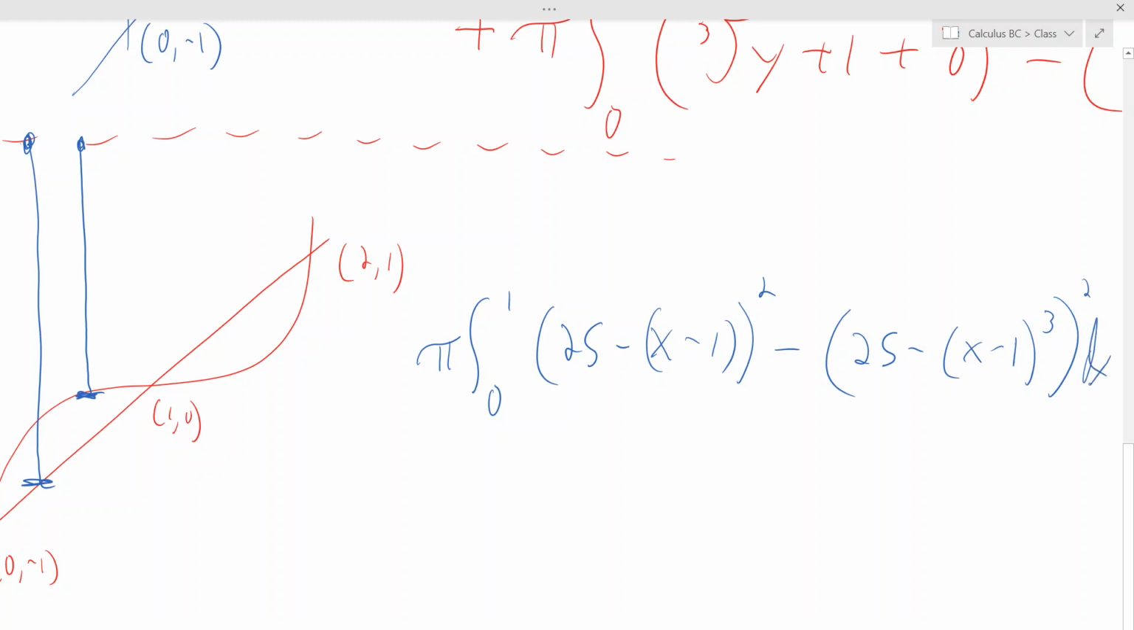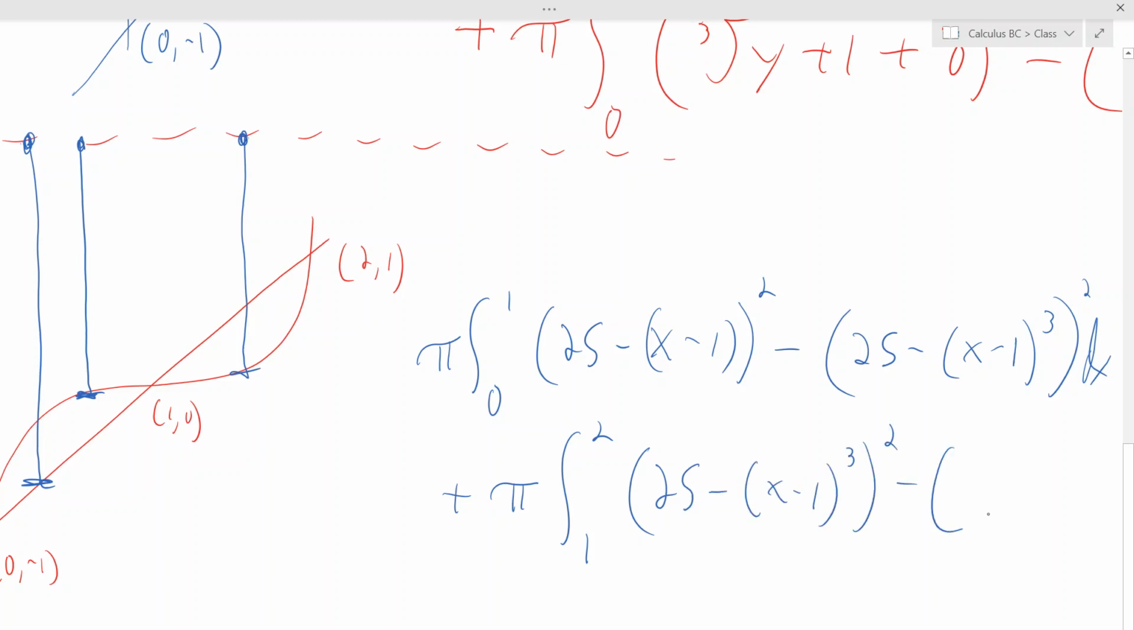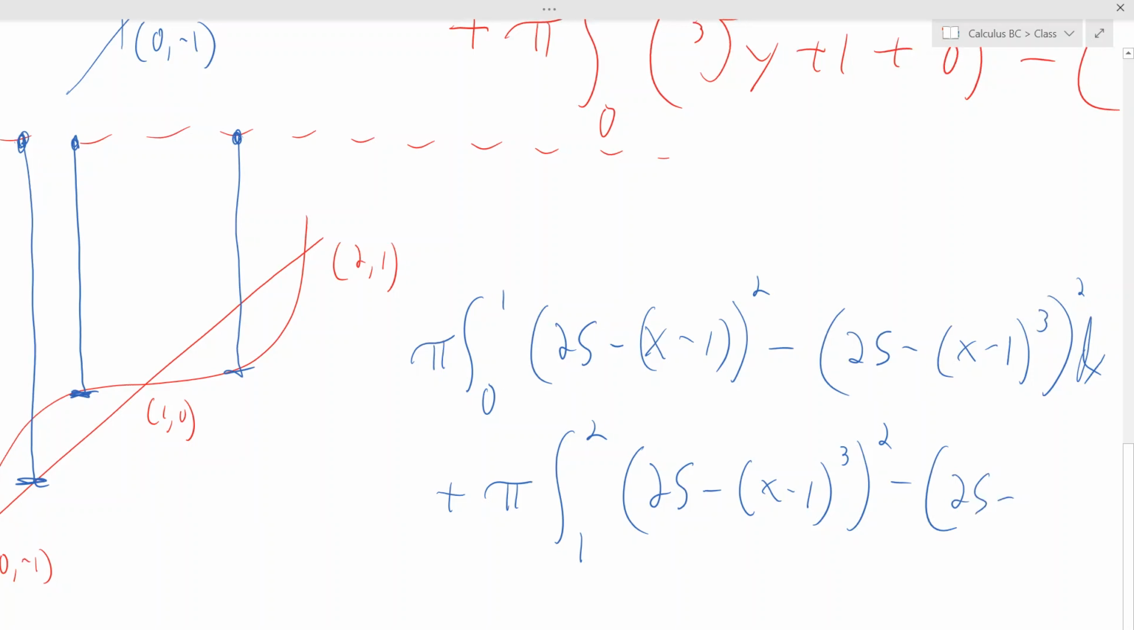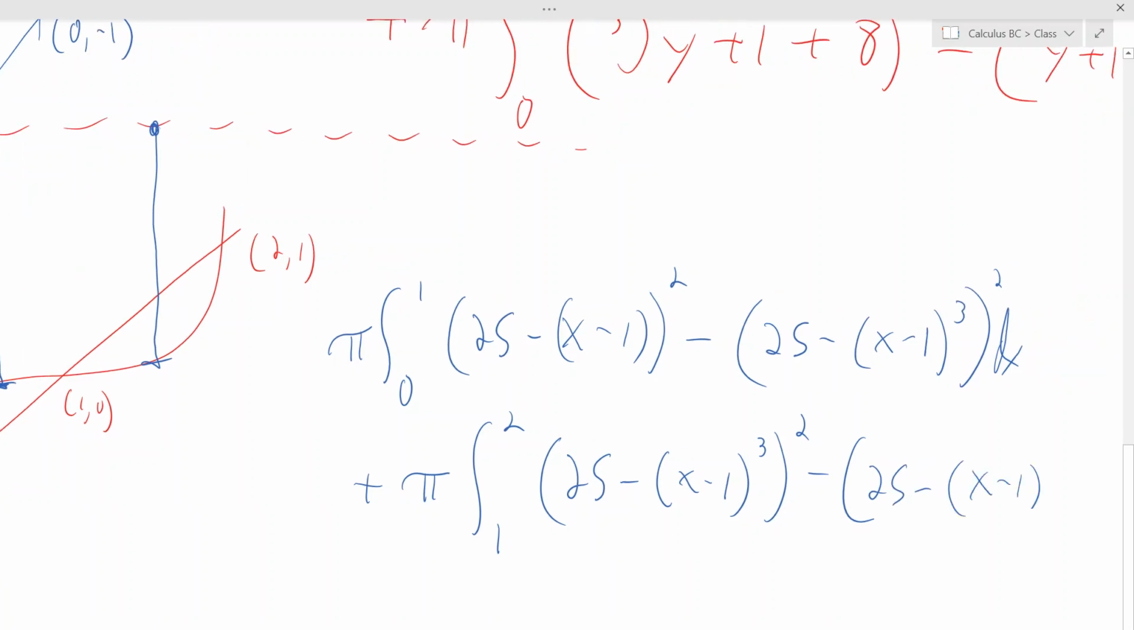Squared dx. Plus, the next one is pi times the integral from 1 to 2. That's the next section. We're going from 25 down to the cubic. That's our big R. So it's 25 minus x minus 1 cubed squared minus 25 minus the line x minus 1 squared dx. Cool, and that was 2d, I think?